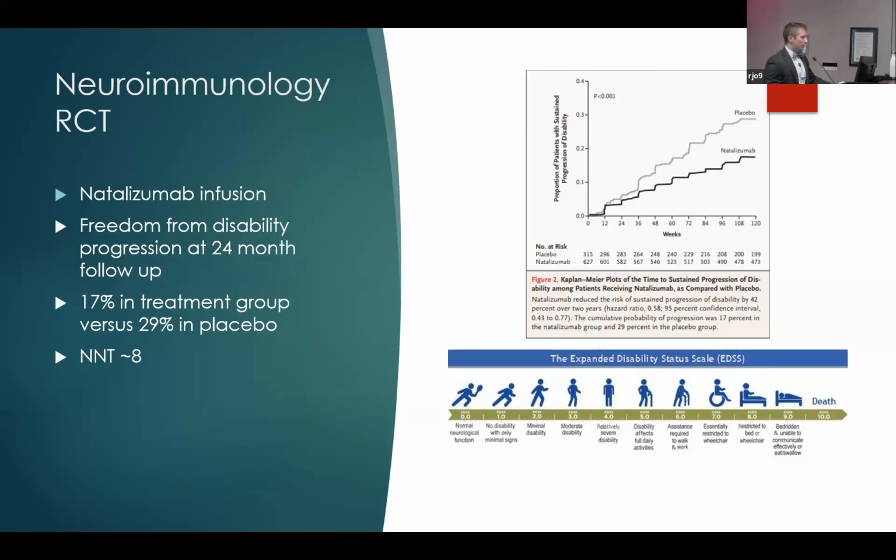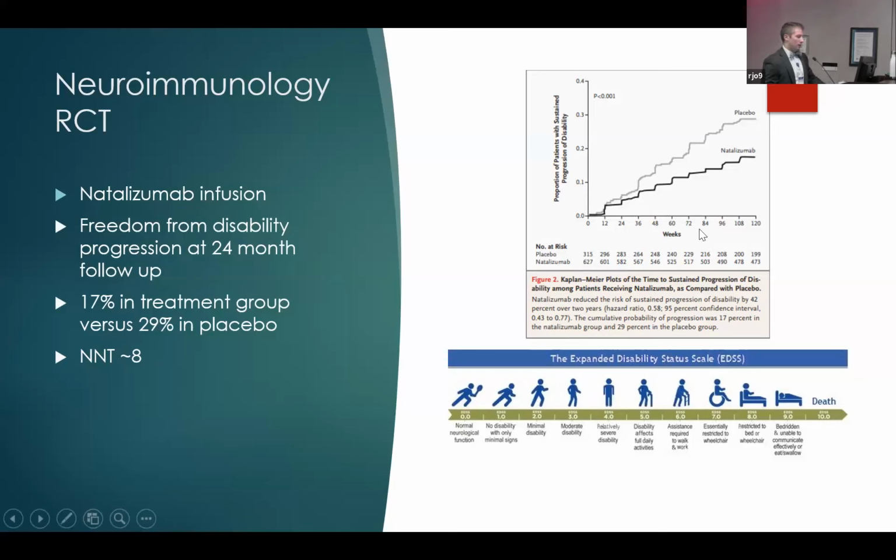Another thing that I liked about this paper is they used this expanded disability status scale, which has its problems, but it is a clinical outcome, which is nice. So you can show that people actually have an improvement in their quality of life, not just do you have less plaques in your brain? You know, what does that mean to a person? But they actually have an improvement in their ability mostly to walk. This is mostly a walking scale.